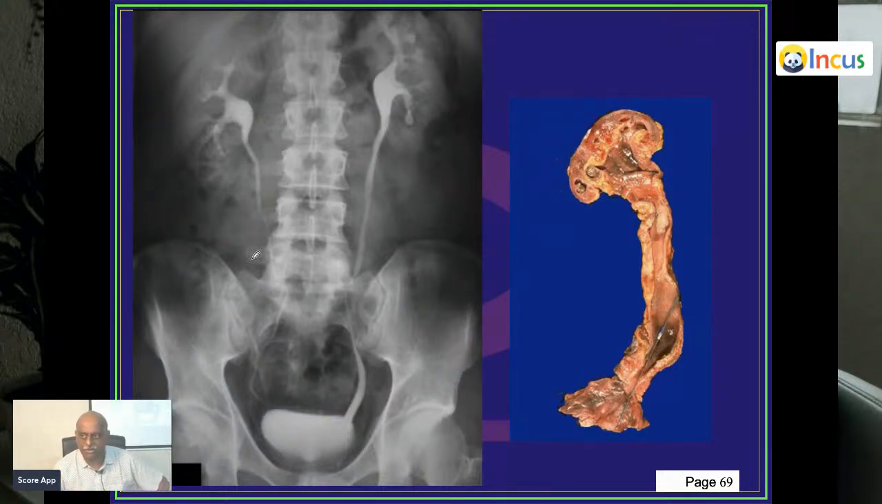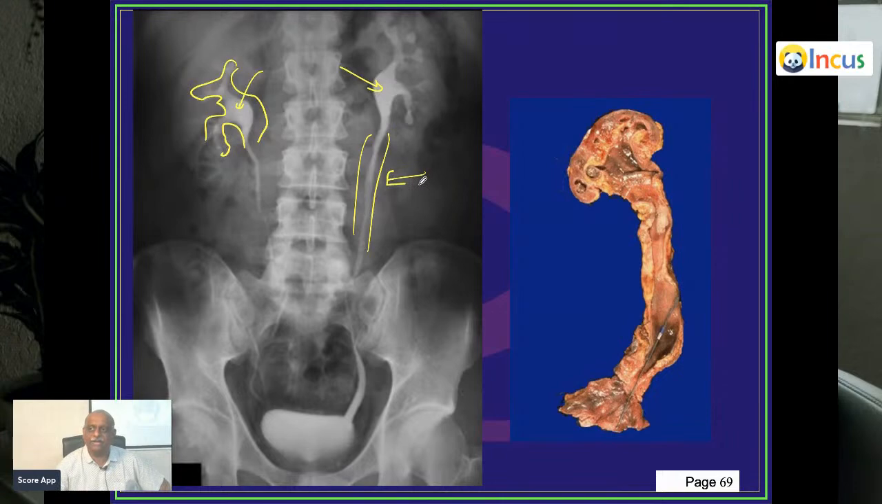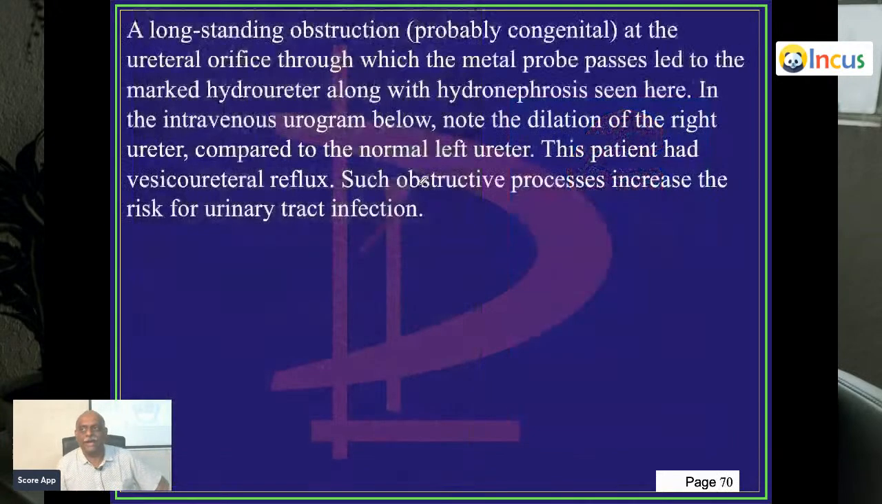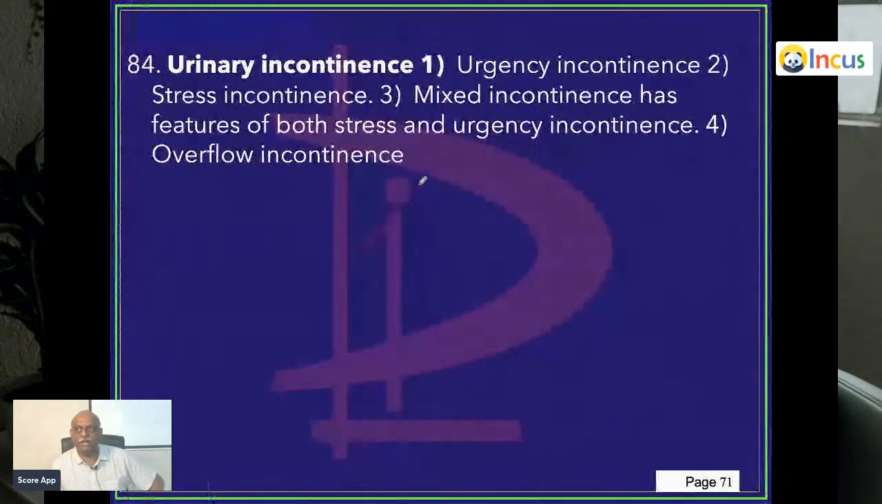So, doctor, this is a classical example where your pelvic calyceal system is significantly dilated. Here even the ureter is significantly dilated, which is what you are able to see in hydronephrosis because of a long-standing obstruction.